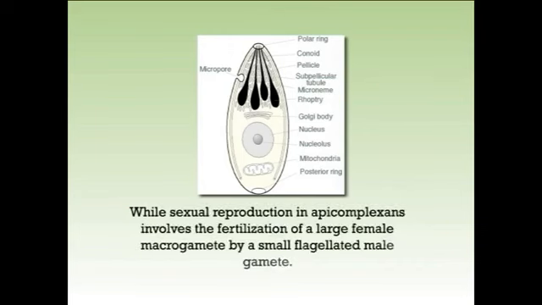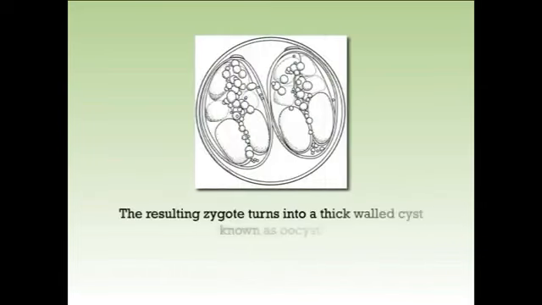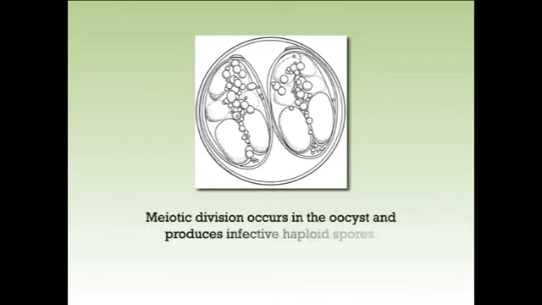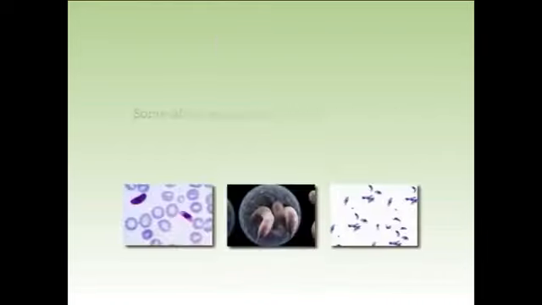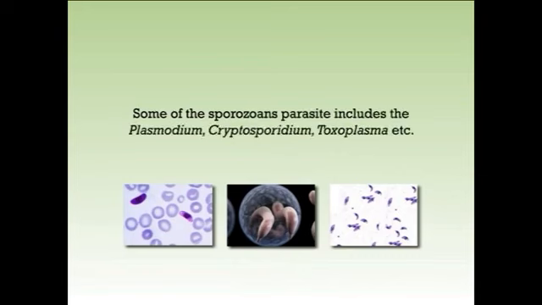While sexual reproduction in apicomplexans involves the fertilization of a large female macrogamete by a small flagellated male gamete, the resulting zygote turns into a thick-walled cyst that is known as an oocyst. Meiotic division occurs in the oocyst and produces infective haploid spores. Some of the sporozoan parasites include Plasmodium, Cryptosporidium, Toxoplasma, and so on.